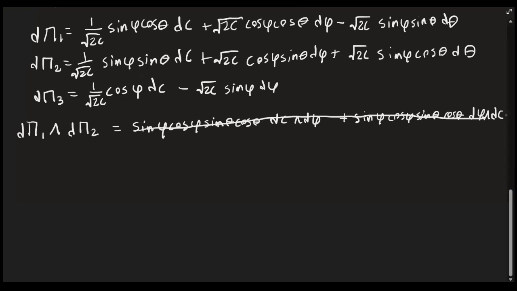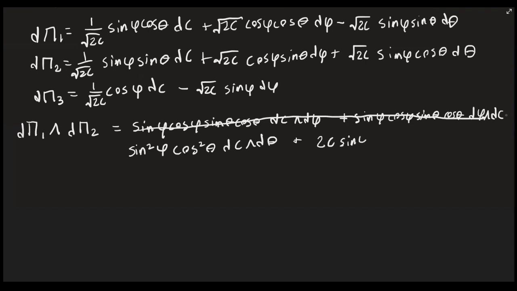Okay. Now we have the dc d theta term. This is sine squared phi cos squared theta dc wedge d theta. Next, we have the phi theta term, which is going to be 2c sine phi cos phi cos squared theta d phi d theta.